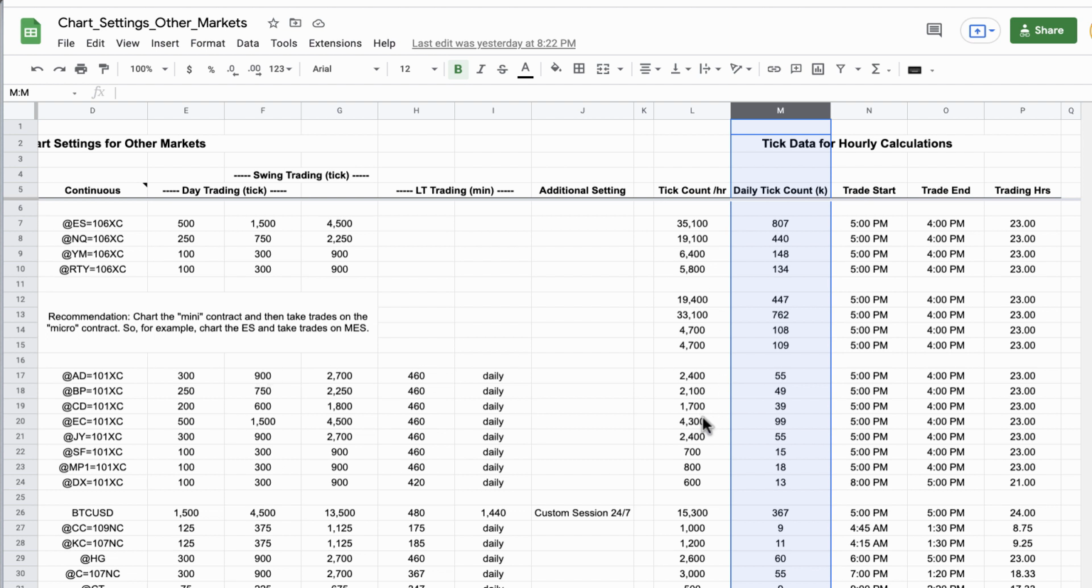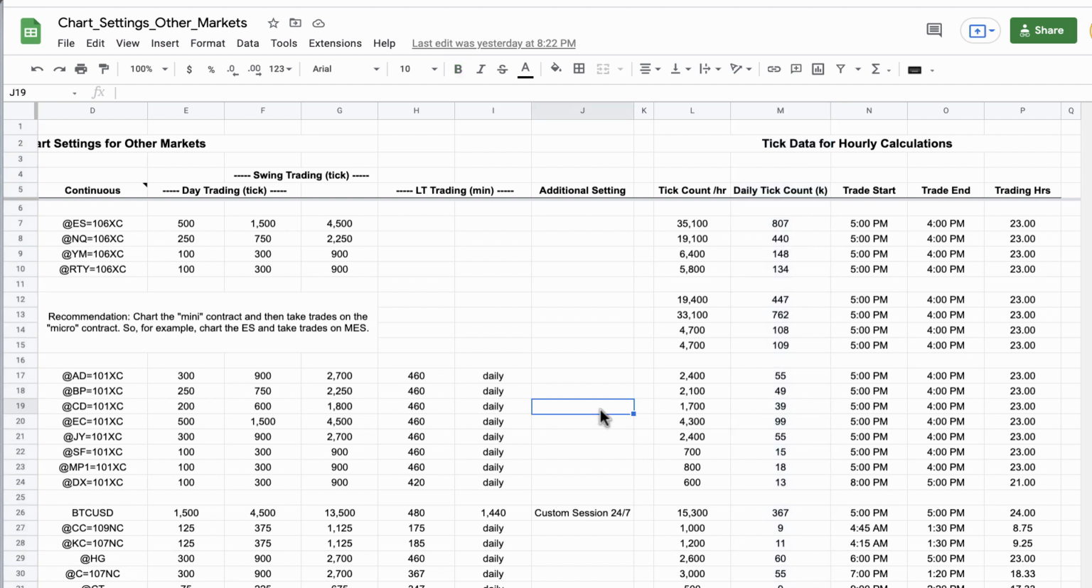Now the euro is also trading those same hours, 23 hours a day. We've got roughly on the futures market of the euro contract about 99,000 trades per day, which equates to about 4,300 tick trades per hour. So what I'm suggesting is that for your tick bar settings for the euro chart, you use something like 500, 1500, 4500. That 4500 is very close to the 4300 trades in an hour.